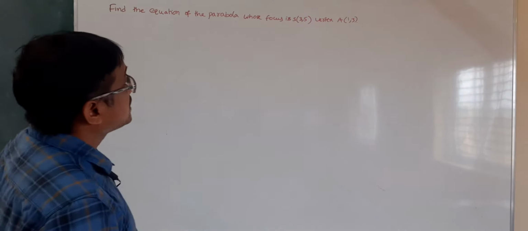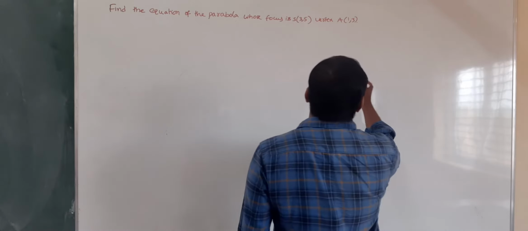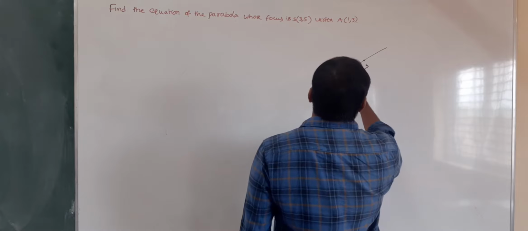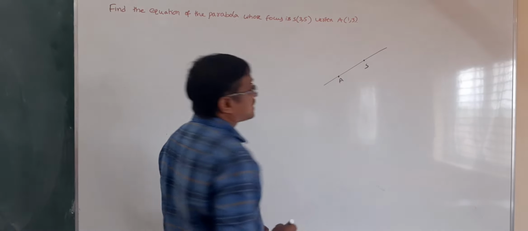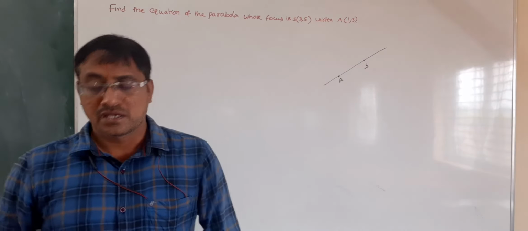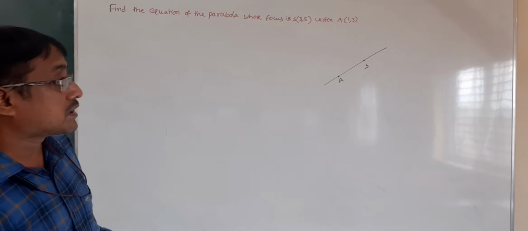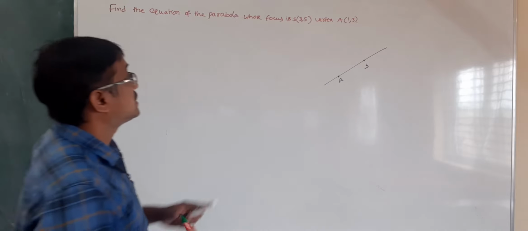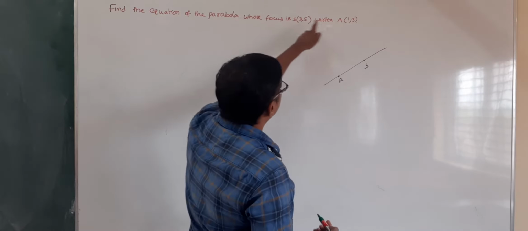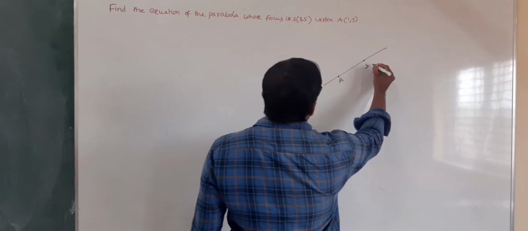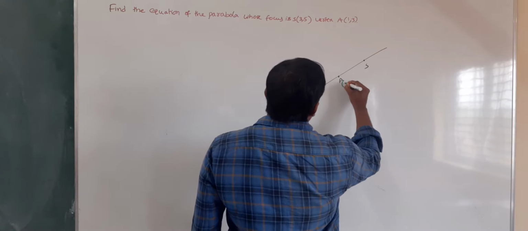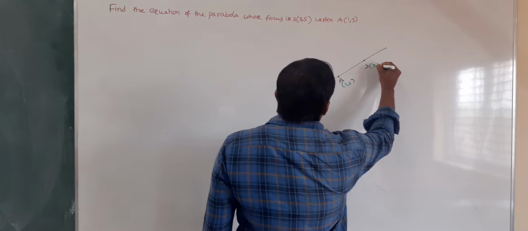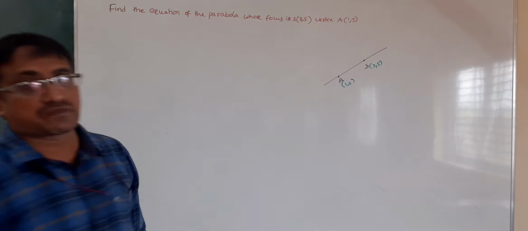Now here you can see focus and vertex are on a line having some slope. They are not on a vertical line or on a horizontal line. They are on a line which is having some slope. Observe the slope of the line joining AS, where capital A is (1, 3) and S is (3, 5).